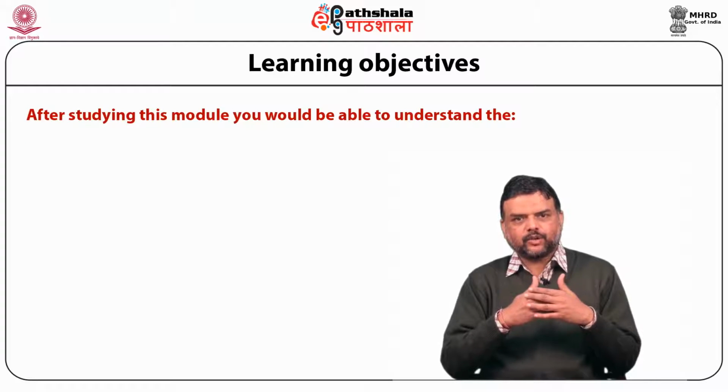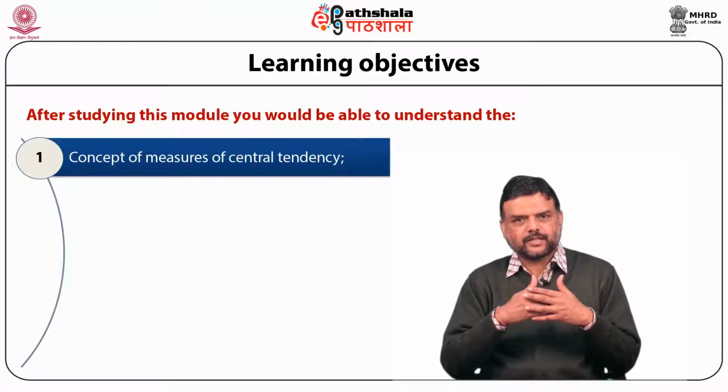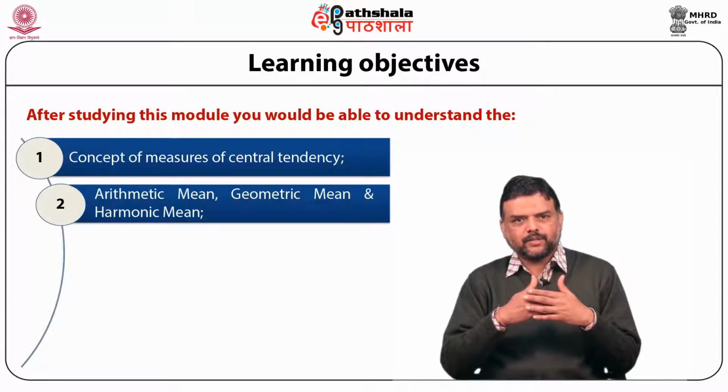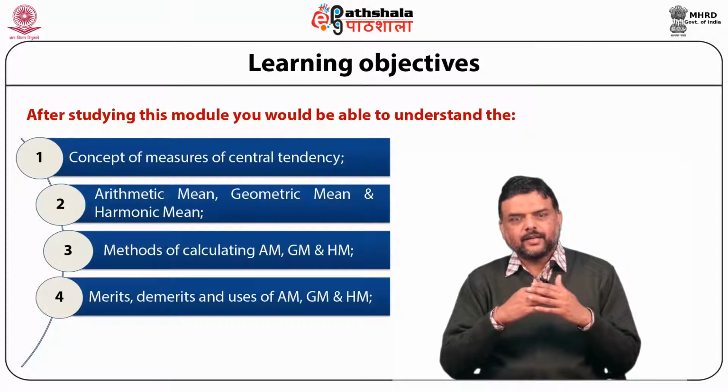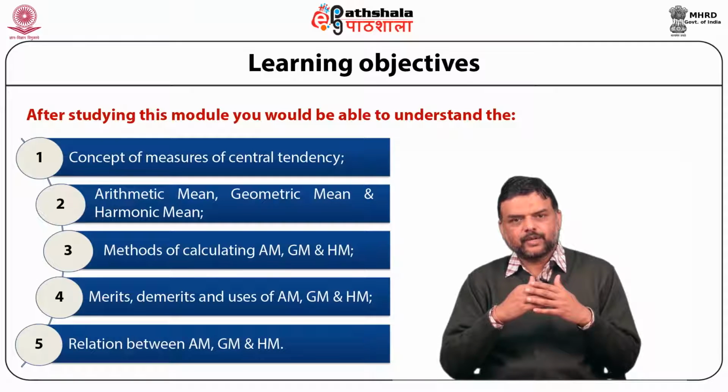After studying this module, you will be able to understand the concept of measures of central tendency, particularly arithmetic mean, geometric mean, harmonic mean. You will also understand the different methods used for calculating AM, GM and HM. We will also discuss the merits, demerits and the situations where these measures should be used. And finally, we will look at the relationship between arithmetic mean, geometric mean and harmonic mean.